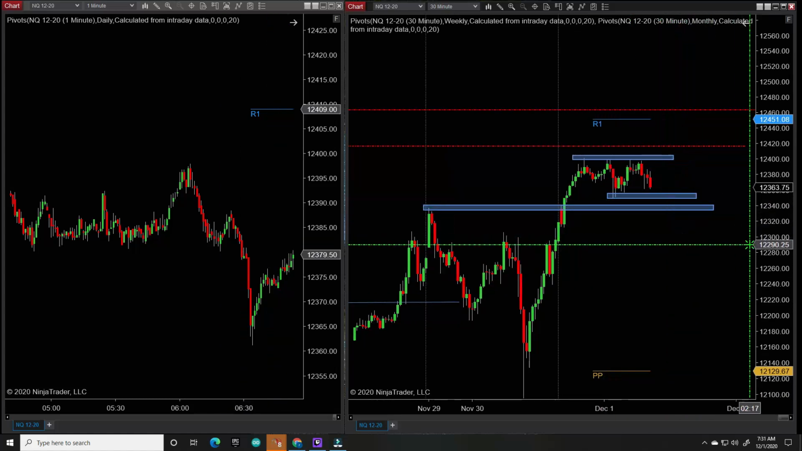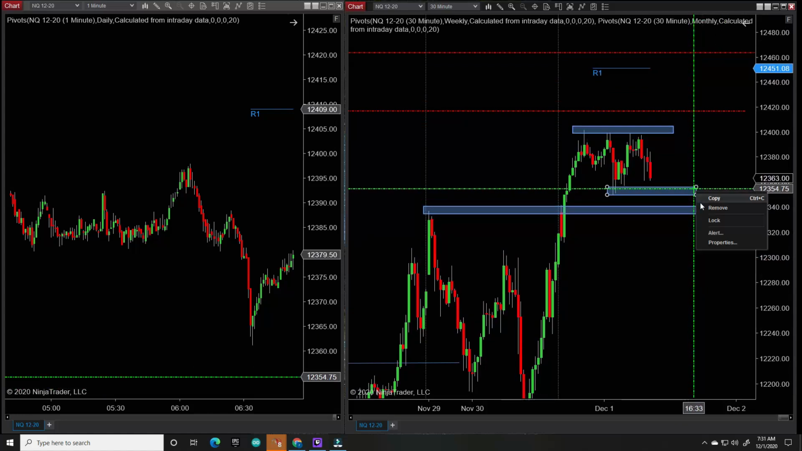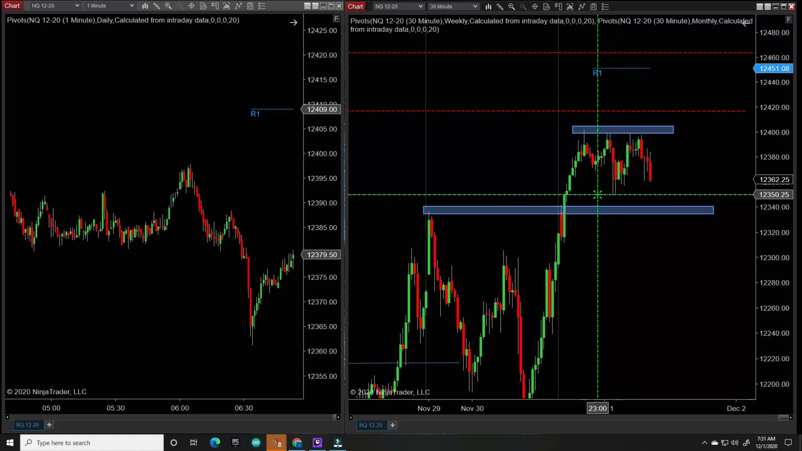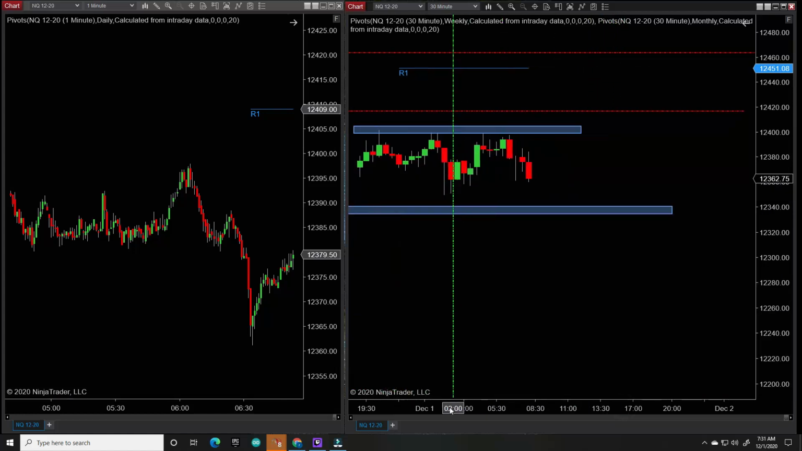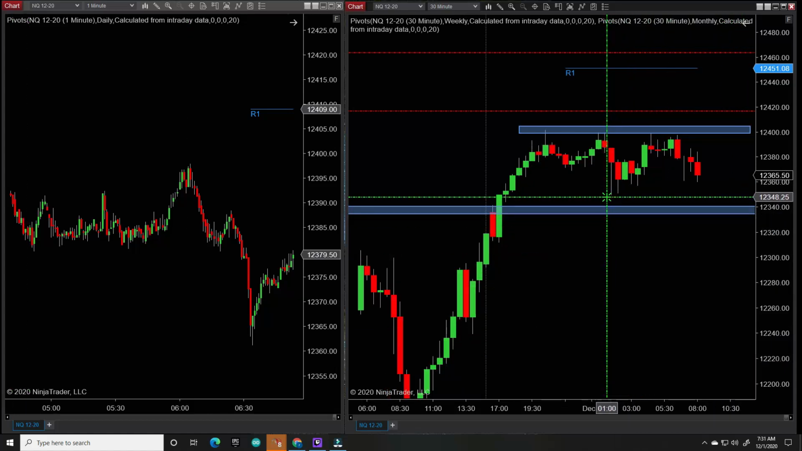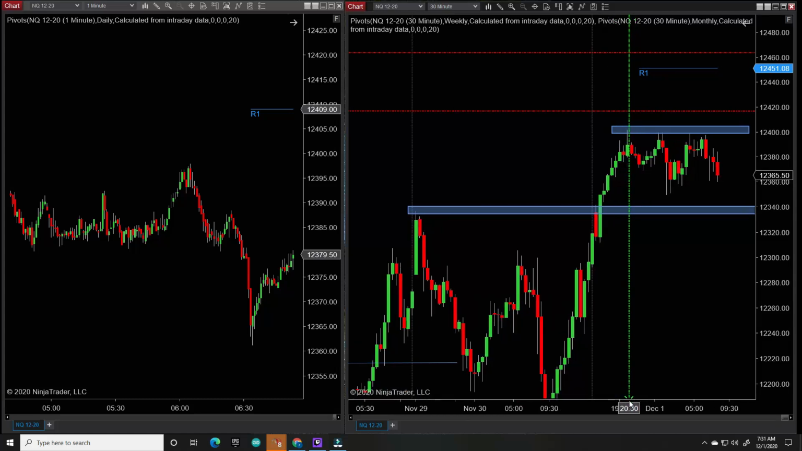Here we are. Action's coming down into this zone here. Why is this a zone? Because you have this double bottom on a 30-minute chart. See that? All right. So there's a lot of buying right here. So we will watch here.